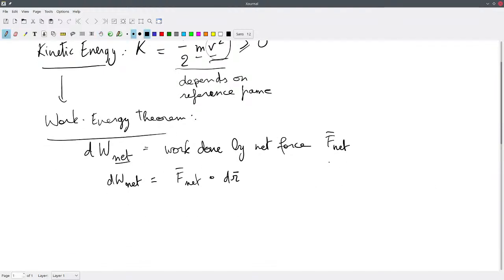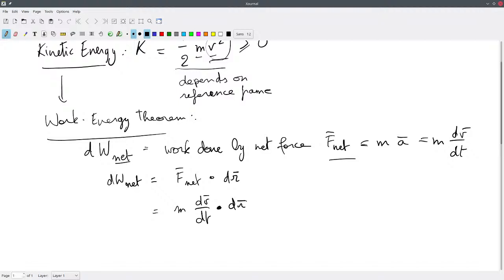Now we know what the net force is, because the net force causes acceleration. So the net force will be the mass times that acceleration, or it will be the mass times dv dt, right? The derivative of the velocity, which is the acceleration. So we can replace that in this expression. We'll end up with m dv dt dot dr.